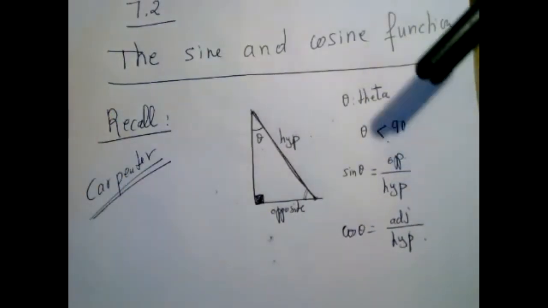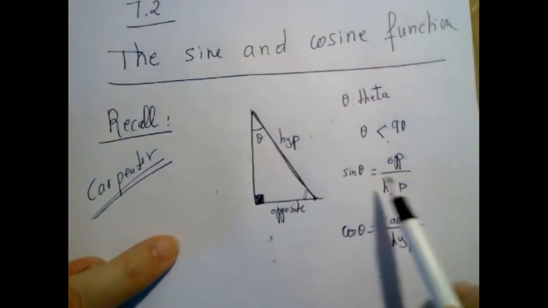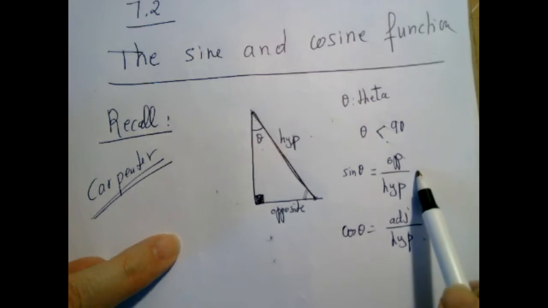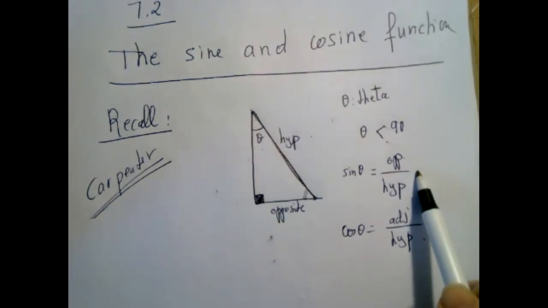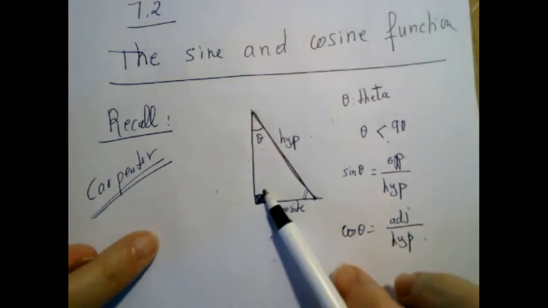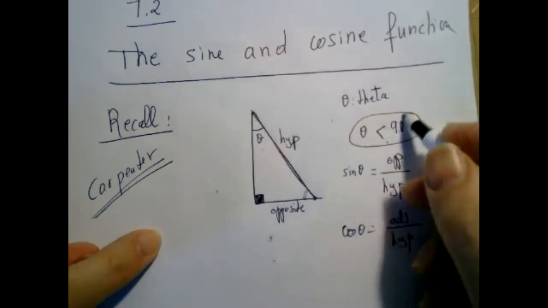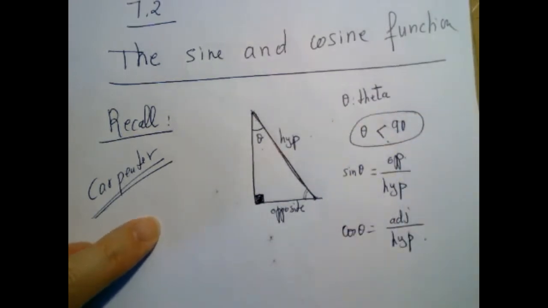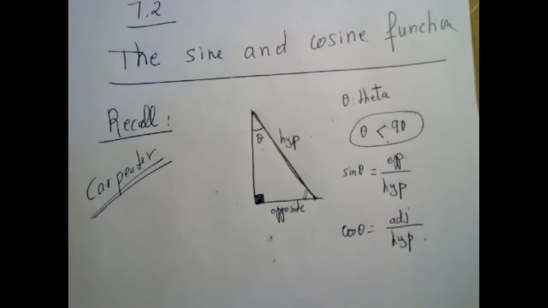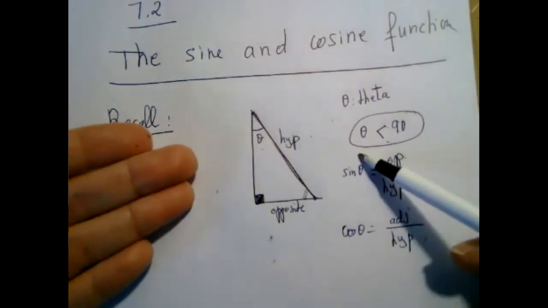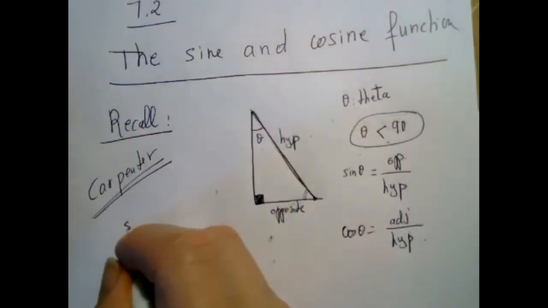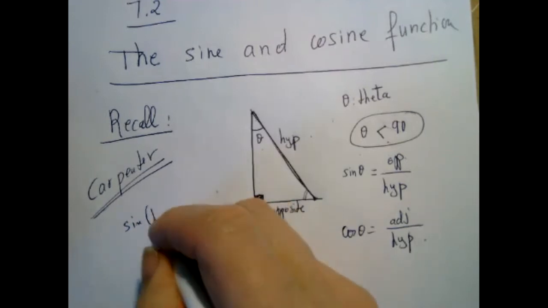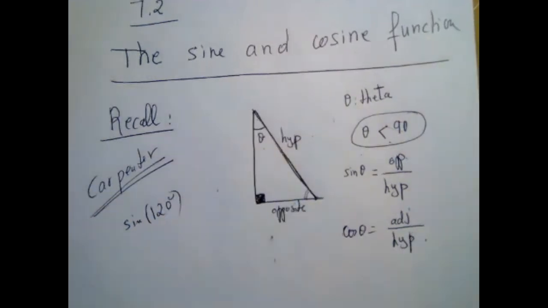So what's the issue now? This definition that you know makes sense in a right triangle, which means when the angle is less than 90 degrees. That's the only place where it makes sense. So according to this definition, if I ask you to find the sine of 120 degrees, you look at me, and it doesn't really make sense. What we know is only defined for that.